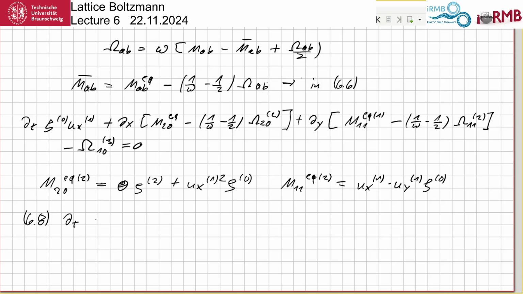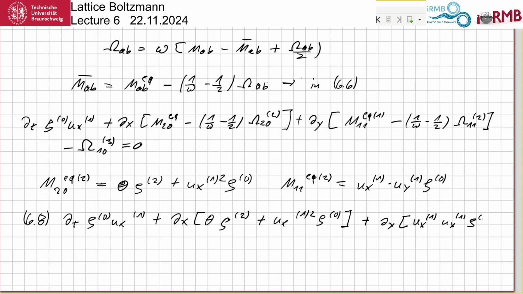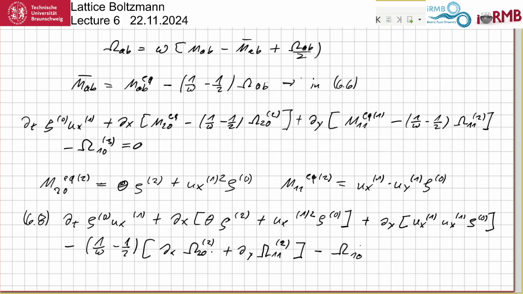Equation 6.8 is then dt rho 0 ux first order plus dx theta rho second order plus ux first order squared rho 0, and plus dy, so the derivative in y direction, ux first order uy first order rho 0, minus, I've taken out this viscous part, 1 over omega minus 1/2, dx rho 0 to second order plus dy rho first to second order, minus the collision operator omega 10 to third order. All of this is equal to 0.